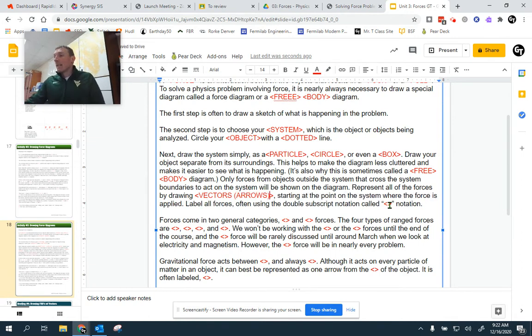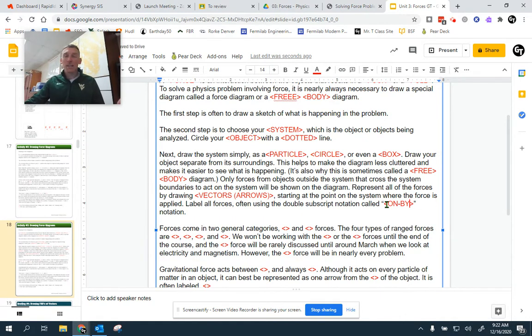All right, and then starting to form a system where the force is applied, label all forces by using double subscript notation called the on-by notation. I'll show you what that is. I'm not going to expect you to do that on every single one, but it can be helpful in understanding Newton's third law in particular.